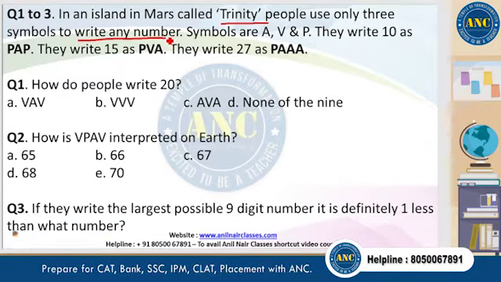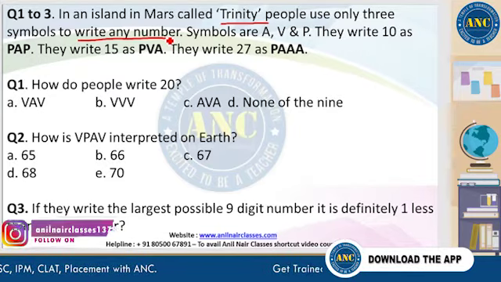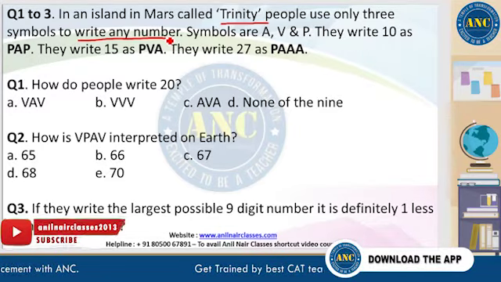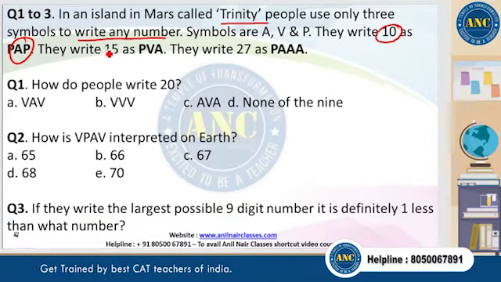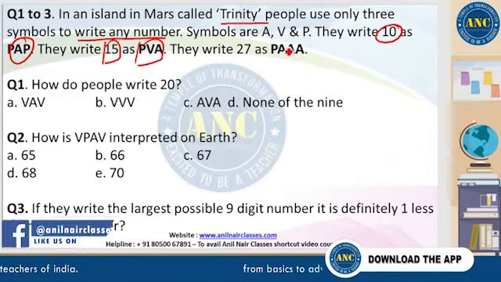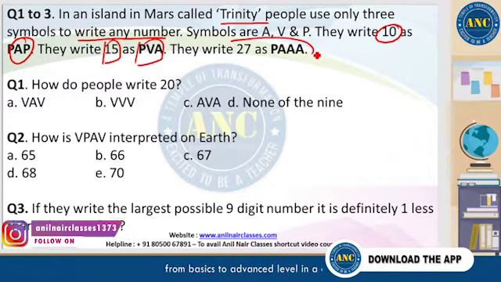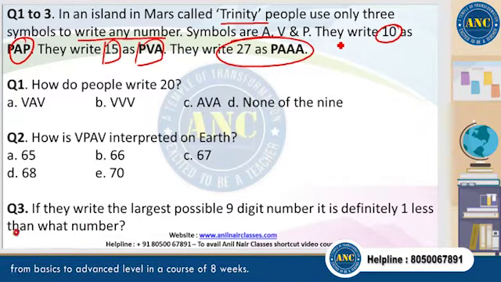Okay, they use symbols to represent a number. They write 10 as PAP. So that's a code. They write 10 as PAP. They write 15 as PVA. And they write 27 as something like PAAA. Okay. What does it mean?